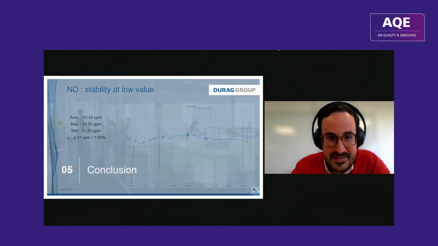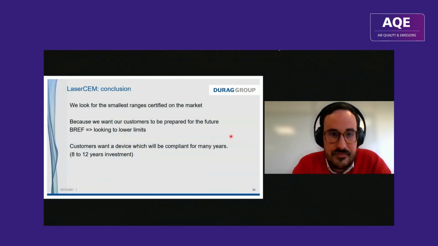So just a quick conclusion. With the laser SEM and the use of our two patents, we try to reach the smallest ranges certified on the market because we want our customers to be prepared for the future, when we know that the authorities will go more and more for lower limits. And we also know that when you buy an instrument for controlling your stack, it's a long-term investment, so you want it to be compliant for many years.